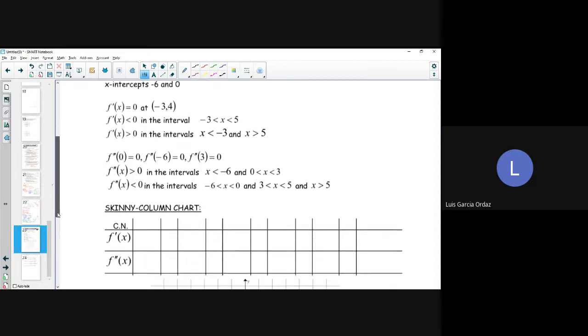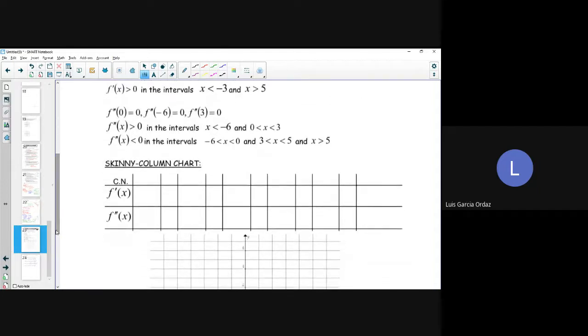And then I have my double derivative, and that gives me a value of 0 when my double derivative is evaluated at -6 and 3, which means that I'm concaving up when x is less than -6 and between 0 and 3, and I'm concaving down when x is between -6 and 0, between 3 and 5, and bigger than 5. So this is what your skinny chart would look like.